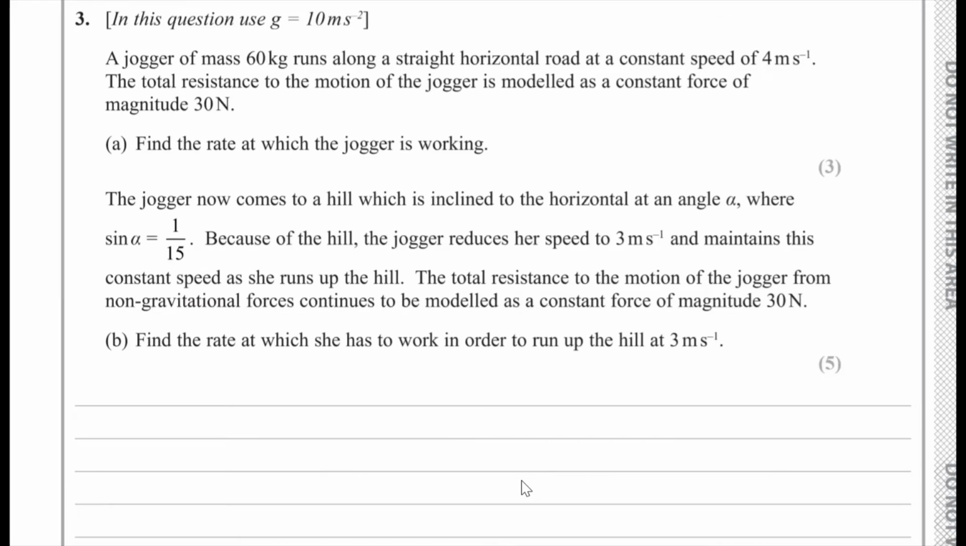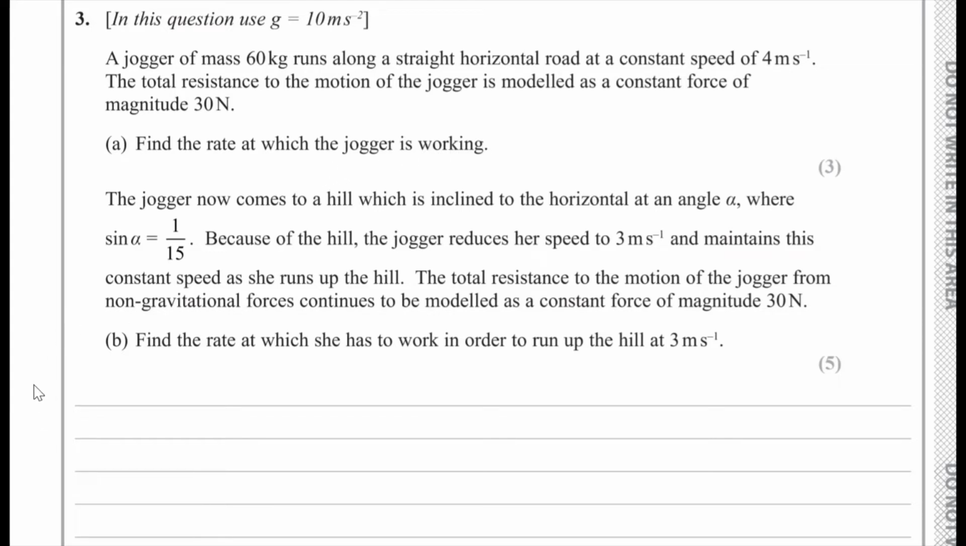Question number 3. We have a jogger who has a mass of 60 kilograms and he runs along a straight horizontal road at a constant speed of 4 meters per second. The total resistance to the motion of the jogger is modelled as a constant force of magnitude 30 newtons. For part A, we have to find the rate at which the jogger is working.